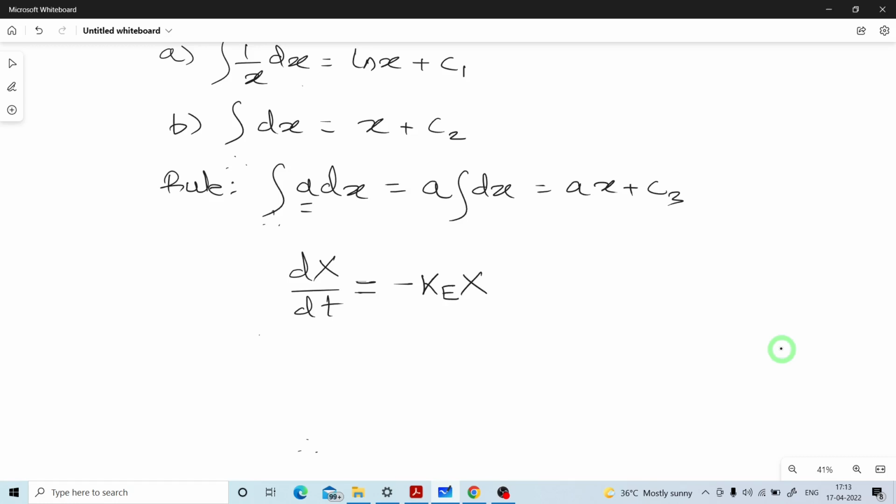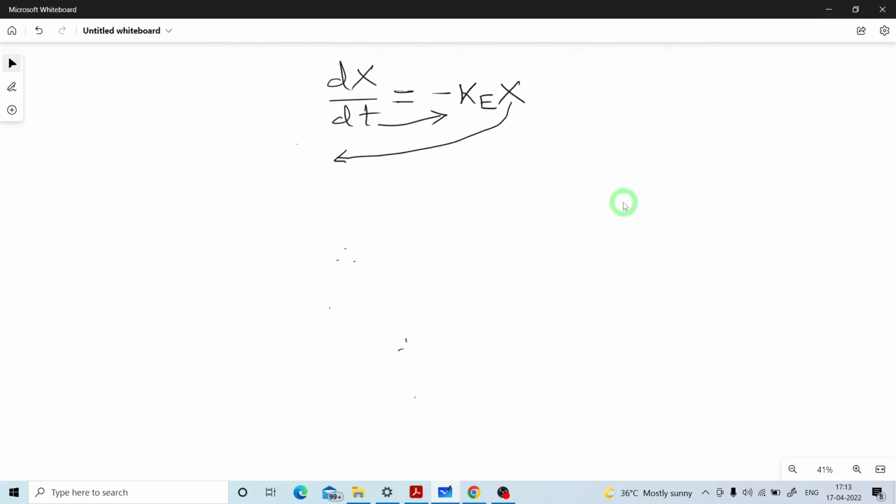So firstly, before performing integration, we are going to take similar terms on one side. So what I will do, I will take the x term towards the side of dx. And when I do that, the x will come to the denominator on the left hand side. And I'm going to take this dt term towards the right hand side. So when we perform the rearrangement over here, we will get the equation as given below. Your equation now will be 1 upon x dx is equal to minus ke into dt.